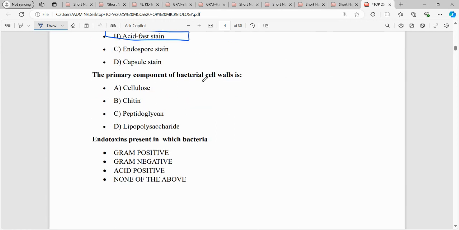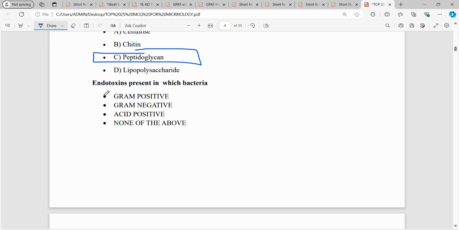Then, which of the following are the primary components of a cell wall? So, the cell wall of any bacteria is made up of peptidoglycan. In gram positive, the peptidoglycan is thick. In gram negative, the peptidoglycan is thinner. Lipopolysaccharides are a part of gram negative bacteria, but the prominent portion of both the bacteria, positive as well as negative, is the peptidoglycan layer. Finally, the endotoxins.